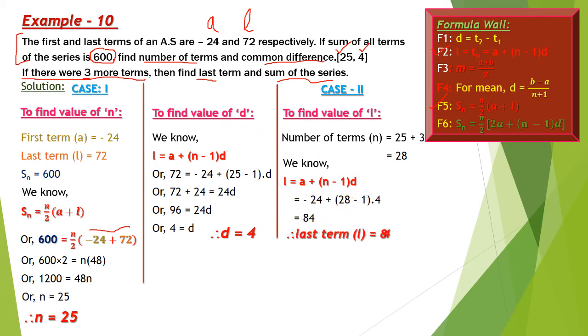Now one more thing to do: we have to find the sum of the whole series, that is, the sum of 28 terms. We have the last term also, so we can use formula 5 once again to find the value of S28. Up to 25 terms, 600 is our answer, and then terms 26, 27, and 28 are added. When 3 more terms are added, what will our sum be? Let's see.